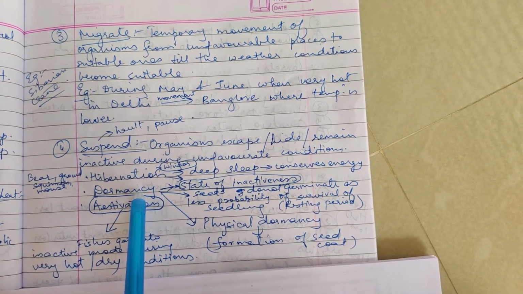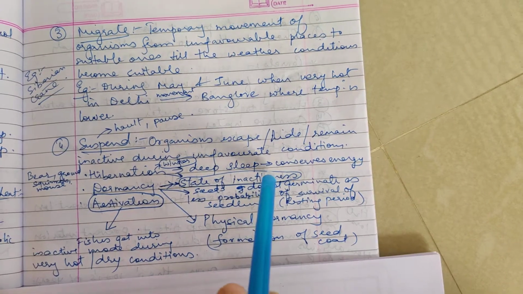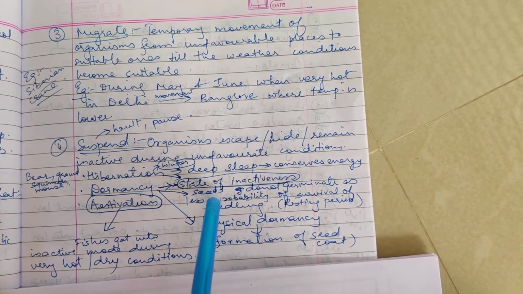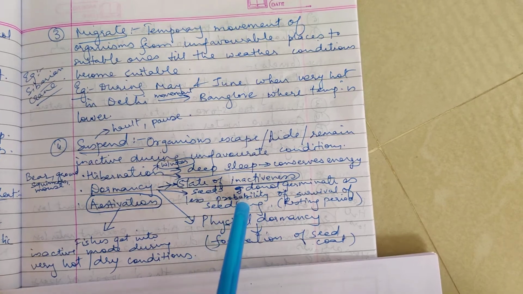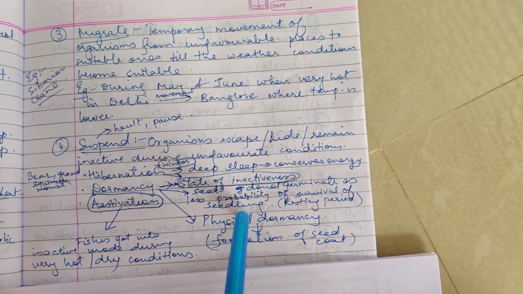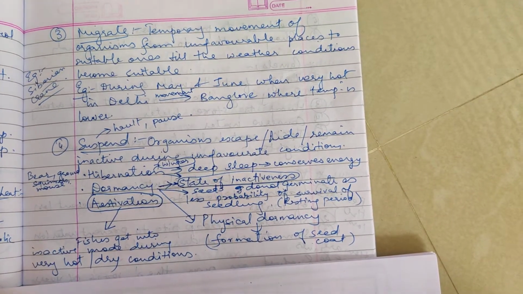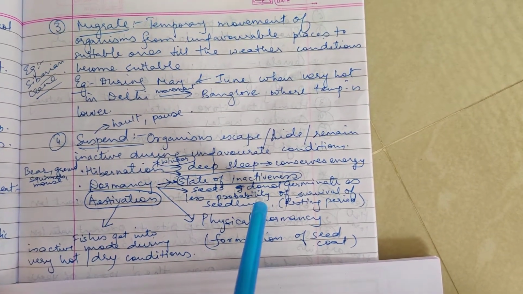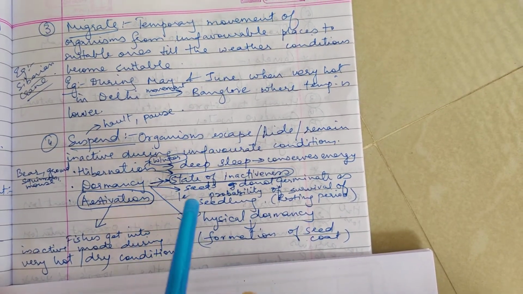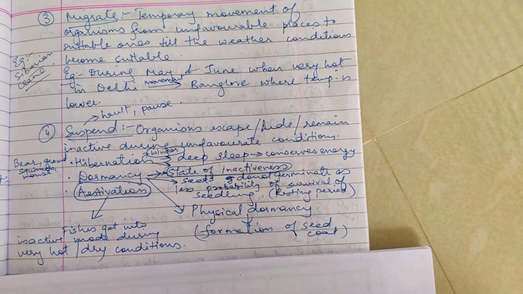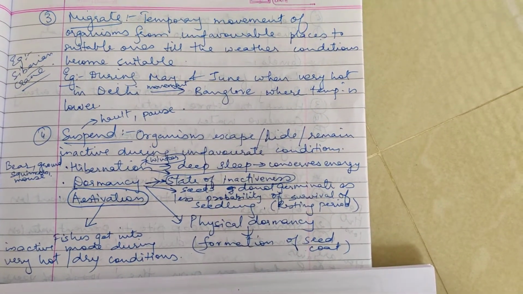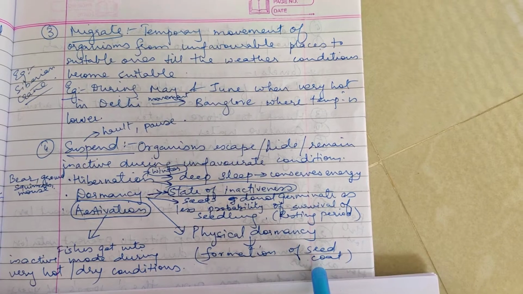The second one is dormancy, which is the state of inactiveness. During the dormancy stage, the seeds do not germinate as there is less probability of survival of the seedlings. As there is less probability that the seedling can survive, the seeds do not germinate; they undergo a resting, static period, and that is called dormancy. When the seeds undergo physical dormancy, it is observed by the formation of a seed coat.